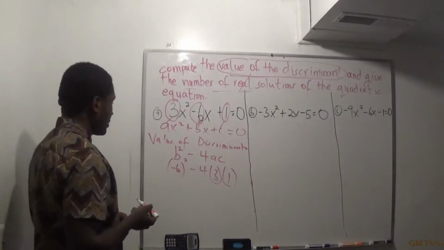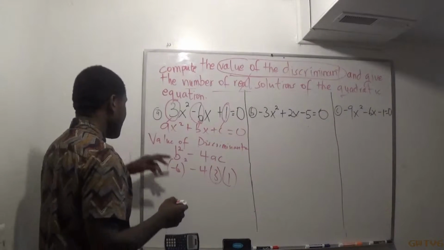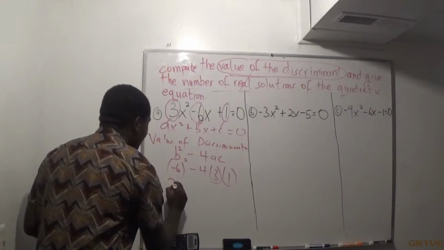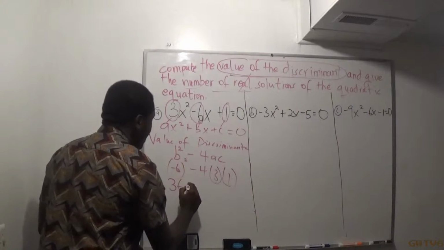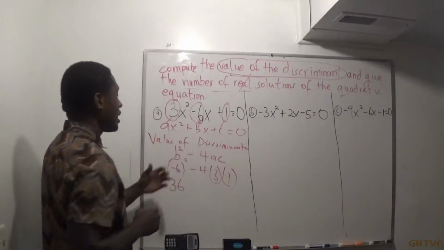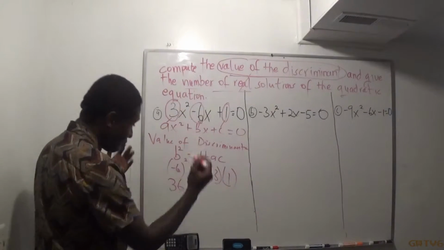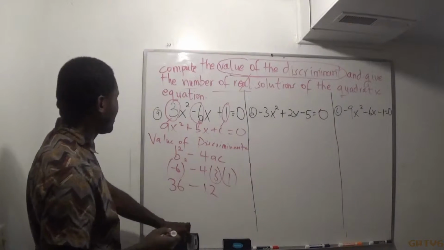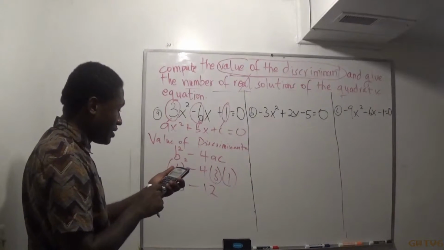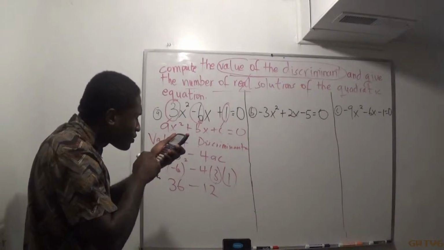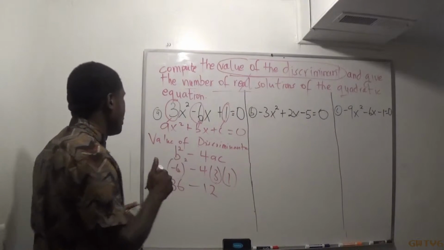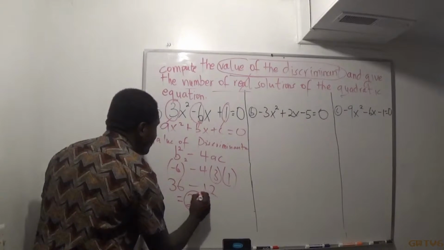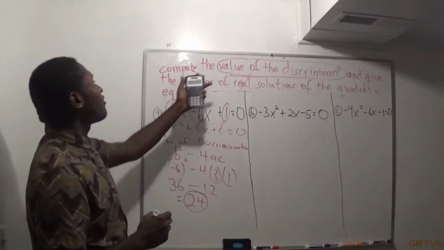Now I'm just going to calculate. -6 squared means -6 times -6, which is positive 36. And then here, -4 times 3 is -12, times 1 is -12. So I got 36 minus 12. What is 36 minus 12? Alright, 24. So I got positive 24. So that is the first part of the question.